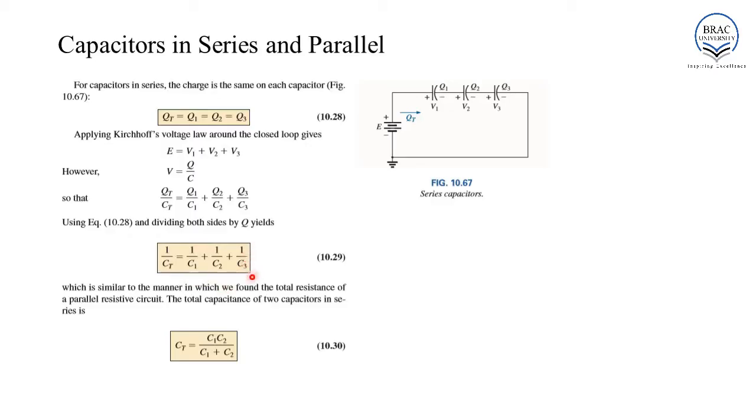If two capacitors were connected in series combination, then the resultant capacitance would be equal to Ct, which is equal to C1 times C2 divided by C1 plus C2.